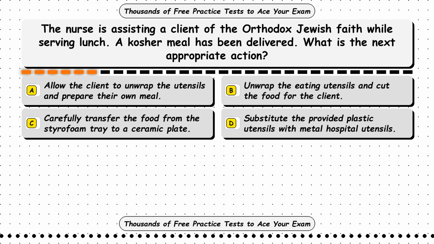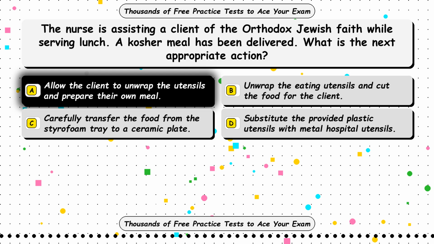A kosher meal has been delivered. What is the next appropriate action? Option A, allow the client to unwrap the utensils and prepare their own meal. Option B, unwrap the eating utensils and cut the food for the client. Option C, carefully transfer the food from the styrofoam tray to a ceramic plate. Option D, substitute the provided plastic utensils with metal hospital utensils.